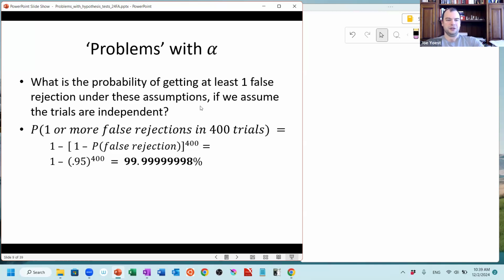Or what's the probability of getting at least one false rejection out of these 400? It's essentially a guarantee. We can recall some of our chapter 4 and chapter 5 probability work and remember how all of this works. Probability of at least one false rejection in 400 trials is 1 minus probability of no false rejections in 400 trials, and go from there.